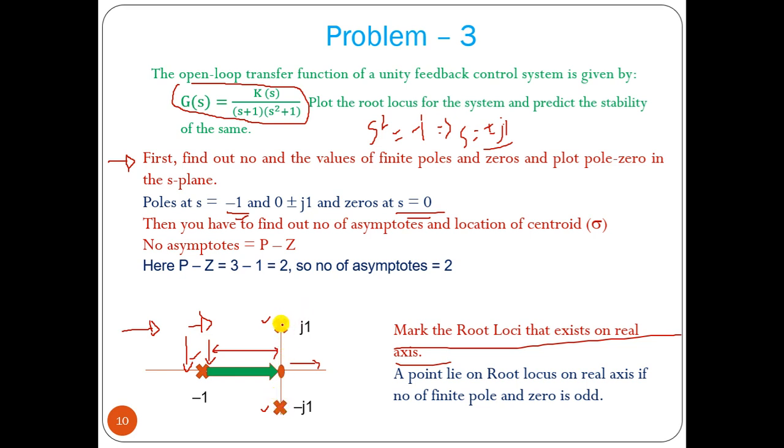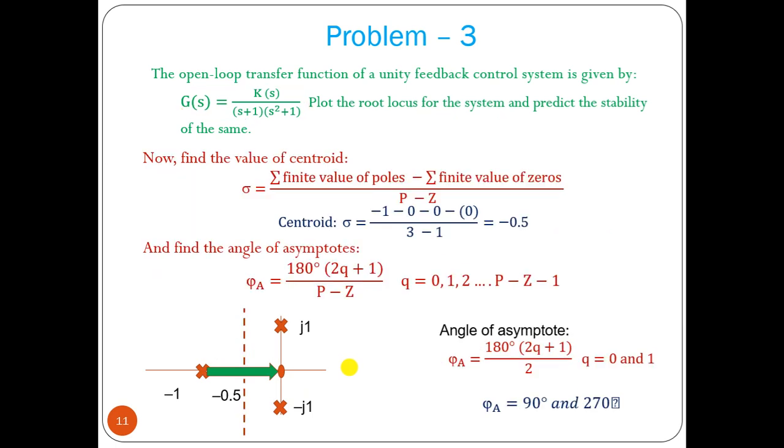Okay, these two poles should go along the asymptote. In the direction of the asymptote, they should merge with infinity zero. But now we have to find out how many asymptotes there are. So here the number of asymptotes should be 2, because we have 3 poles and 1 zero, 3 minus 1 is 2. So we can now find out the centroid and angle of asymptote.